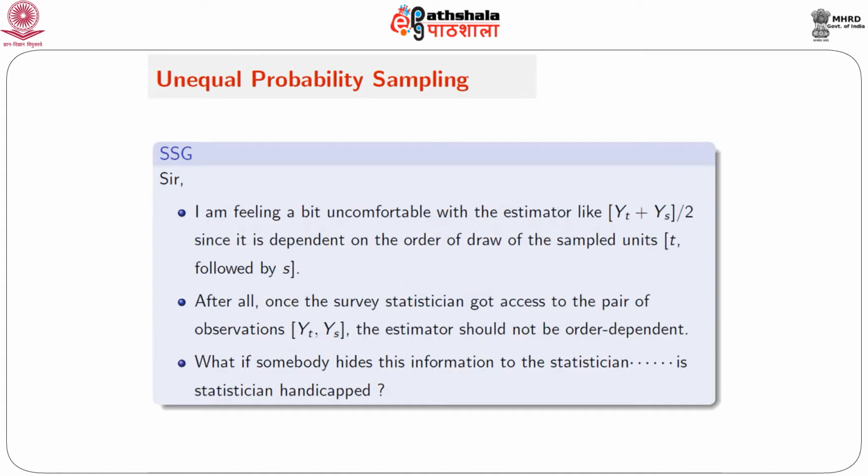Sir, I'm feeling a bit uncomfortable with the estimator like YT plus YS over 2, since it is dependent on the order of the draw of the sampled units, T followed by S. After all, once the survey statistician got access to the pair of observations, YT, YS, the estimator should not be order dependent. What if somebody hides this information from the statistician? Is the statistician then handicapped?